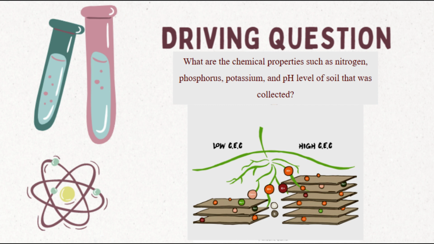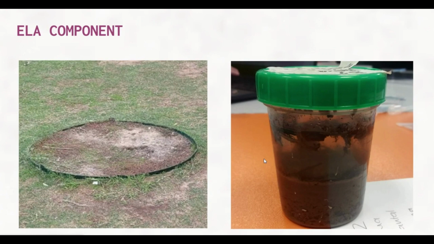The composition of soil consists of three major components. These components are sand, silt, and clay. In most soils, sand is the most significant component, or a great percentage of the soil. We recorded our process and activities through journal entries for our ELA component.